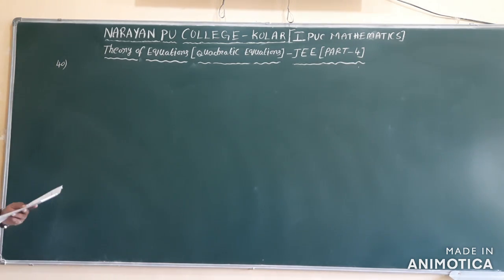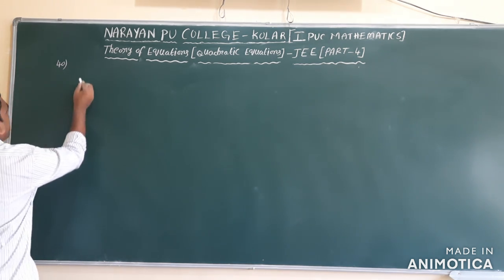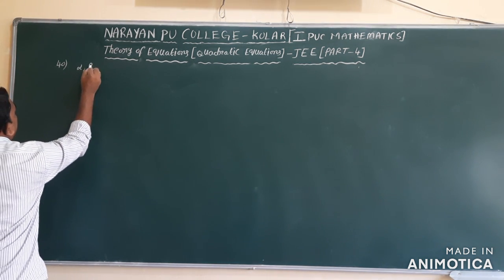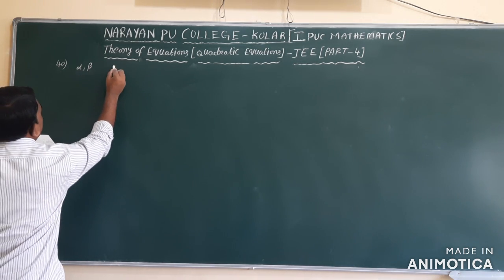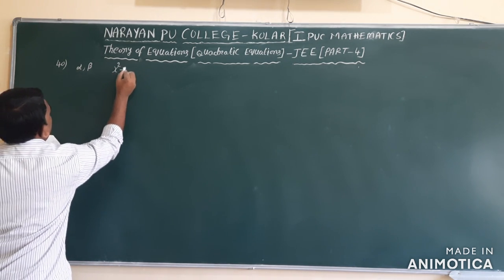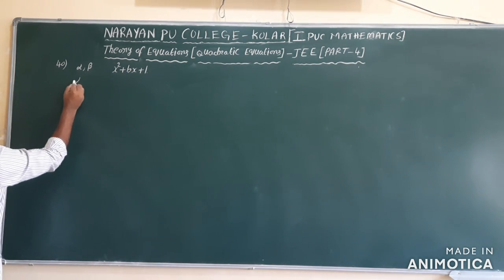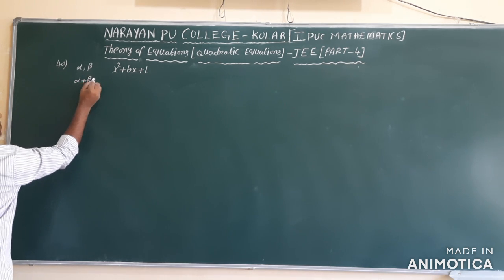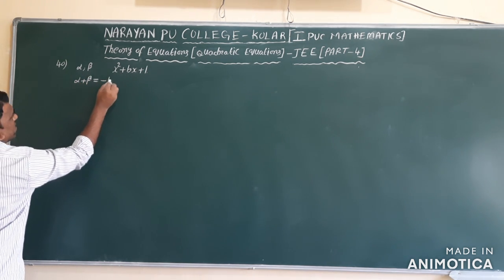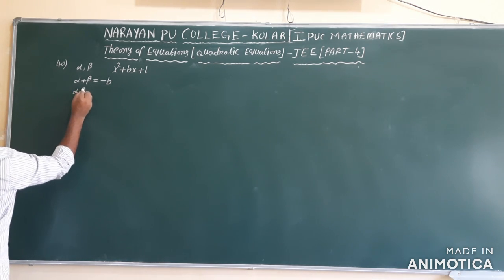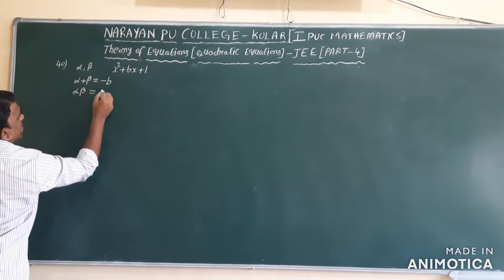40th question. Let alpha and beta be the roots of x square plus bx plus 1. From that, what is the sum of the roots? The sum of the roots is minus b. The product of the roots, c by a, is 1.